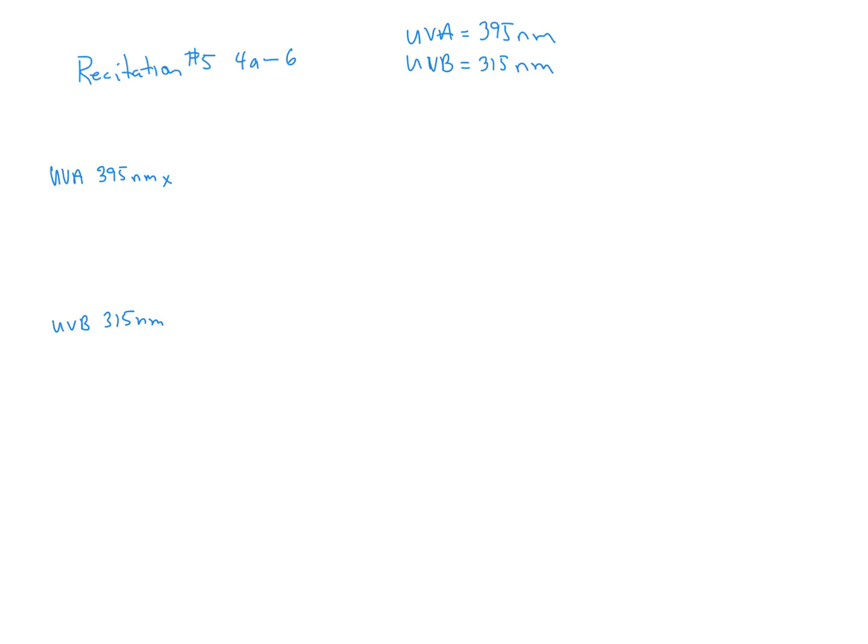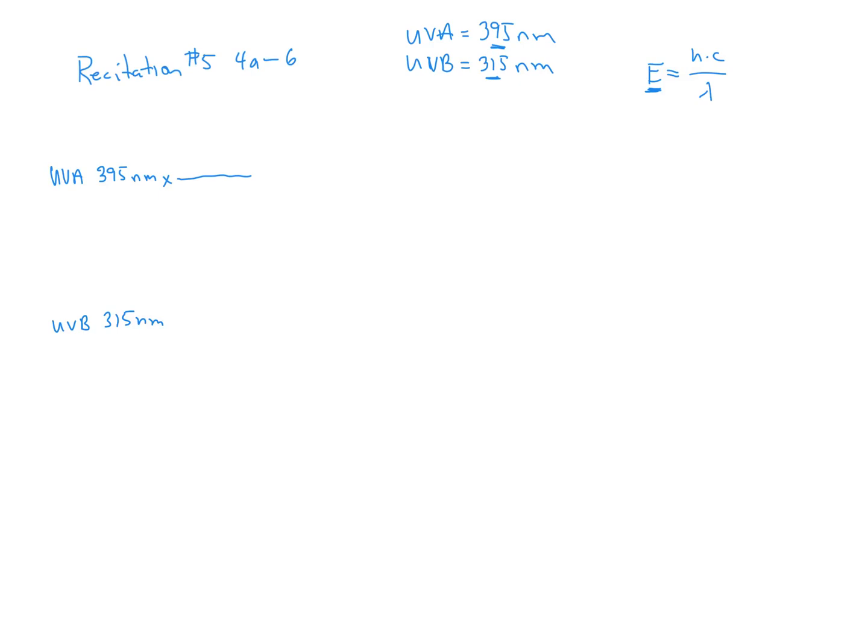The first step to find energy, the only way we know how to relate the energy, is that energy equals Planck's constant times the speed of light divided by my wavelength. I chose this equation because I already have the wavelength for both UVA and UVB. So I need to use this wavelength to find the energy of this light.